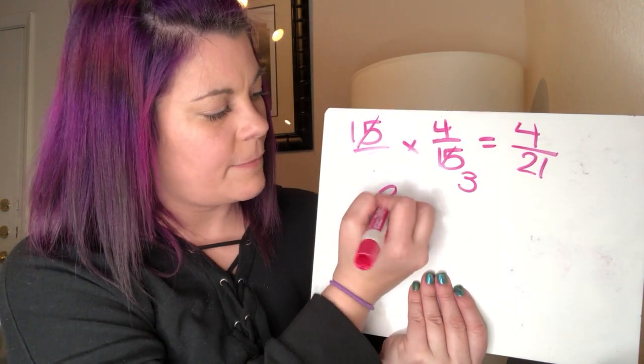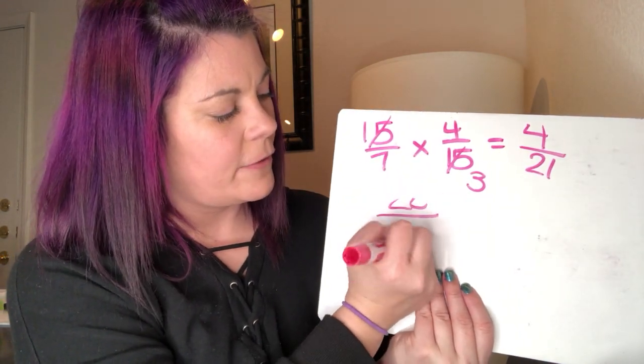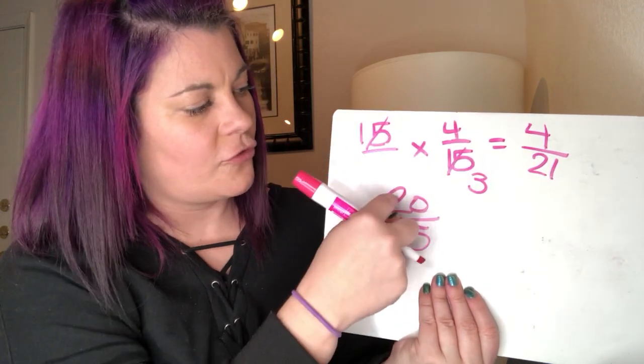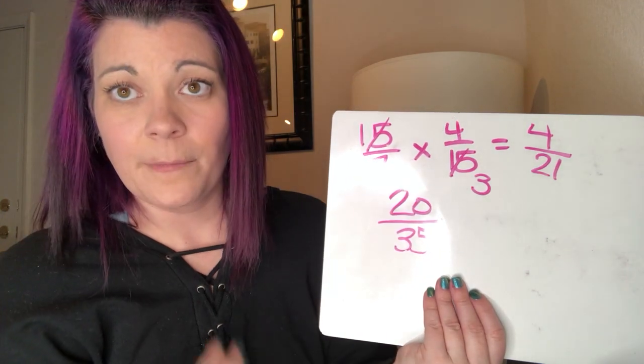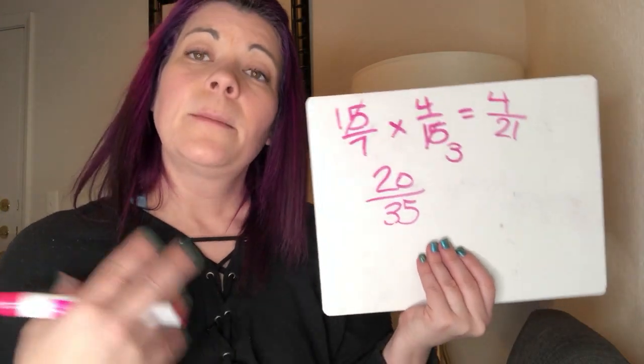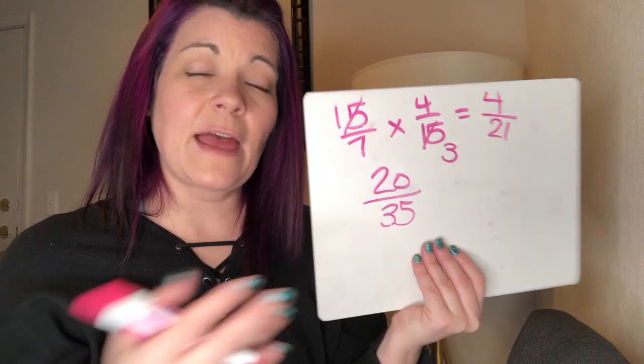Otherwise, I would have gotten this big number, 20 over 35, because 5 times 4 is 20, 7 times 5 is 35, and then I would have had to reduce it, dividing both of these by 5. But if you reduce within the problem, it's actually a little easier. Let's do another one.